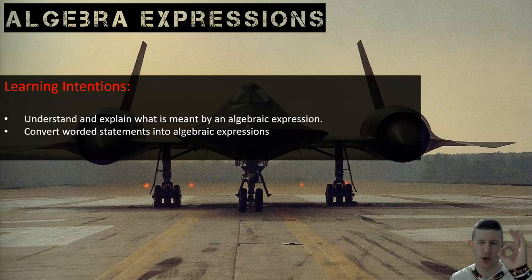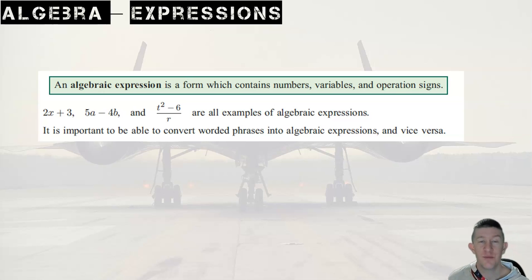So you're welcome. An algebraic expression is a form which contains numbers, variables, and operation signs. Numbers we're cool with, variables are our letters, the A, B, C, etc. And the operation signs are things like times, divide, multiply, add, subtract, etc. For example, we've got things like 2x plus 3, 5a minus 4b, t squared minus 6, all divided by r. These are all examples of algebraic expressions because they contain those things.